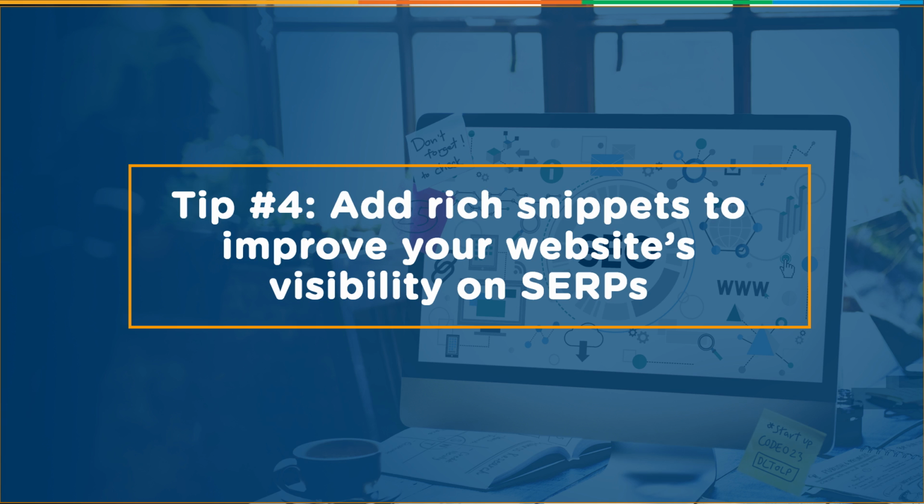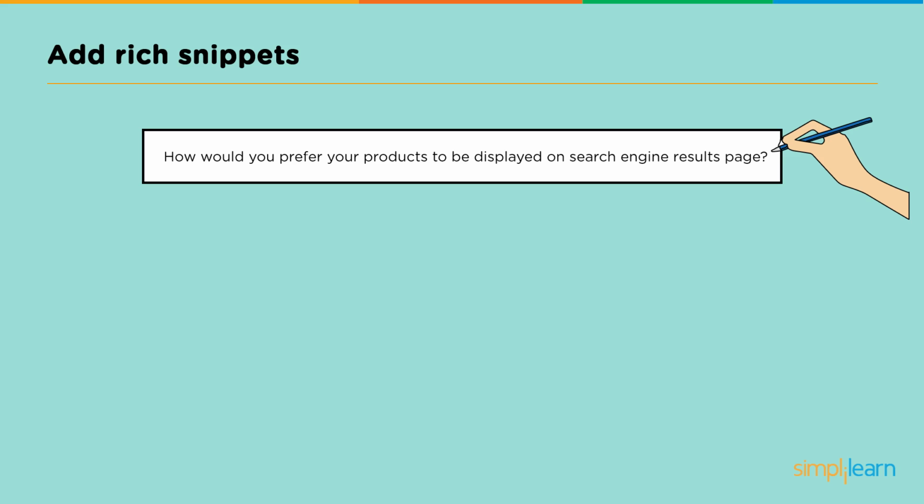It's that simple. Let's start with talking about rich snippets. This is tip number 4. So we want to add rich snippets to improve your website's visibility on SERPs. So tip number 4 is all about rich snippets. Let's start out by asking ourselves, what is a rich snippet? A rich snippet is simply a term used to describe structured data markup that you as a website owner can add to your HTML.